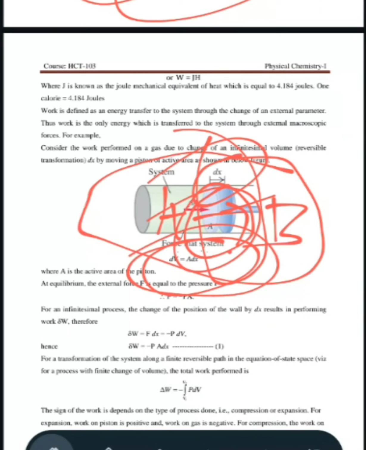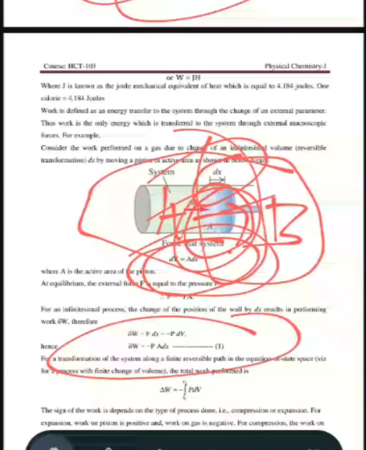Next, delta W is equal to F dx, which is equal to minus P dV. So delta W, the work done here, is equal to minus pressure into A dx. That is equation 1. So the total work performed can be denoted as delta W is equal to minus the integral from V1 to V2 of pressure into dV. Whatever the movement of the piston from V1 to V2, those values can be taken to calculate the work done inside the system.